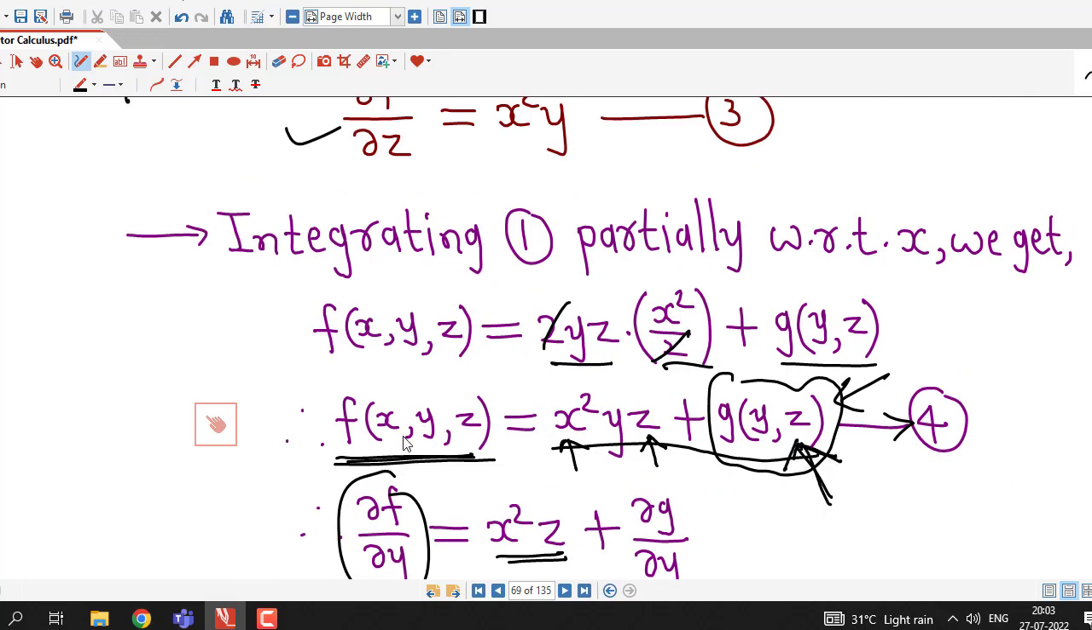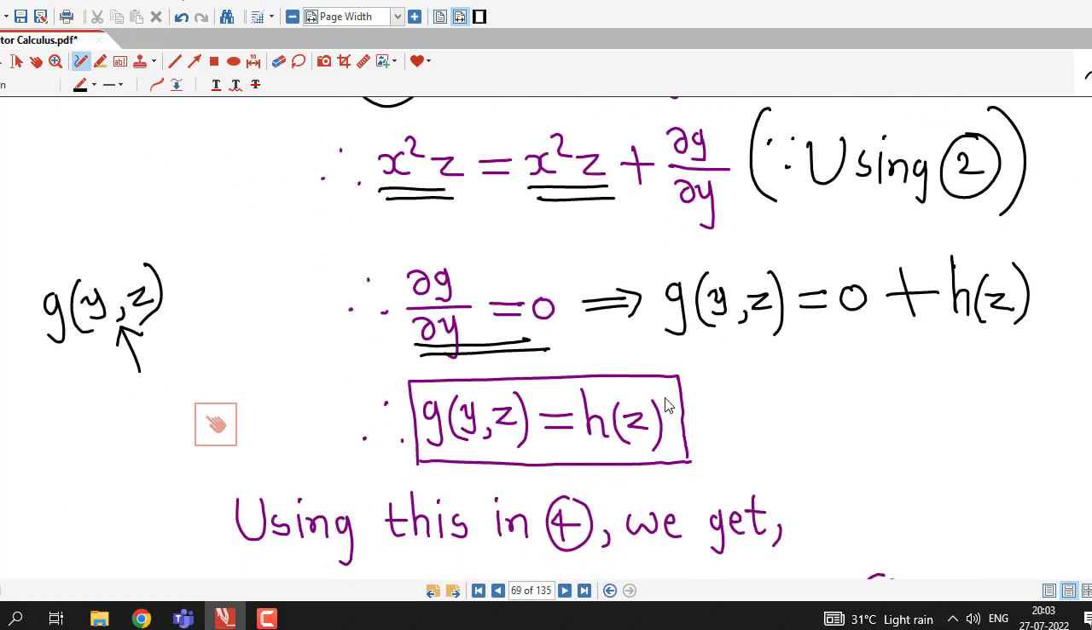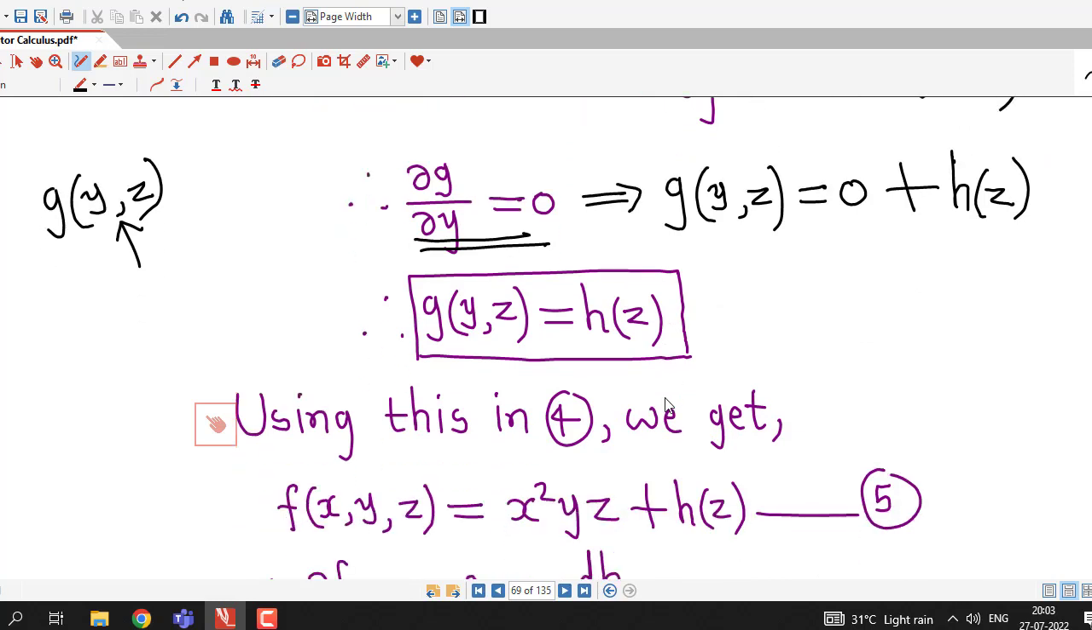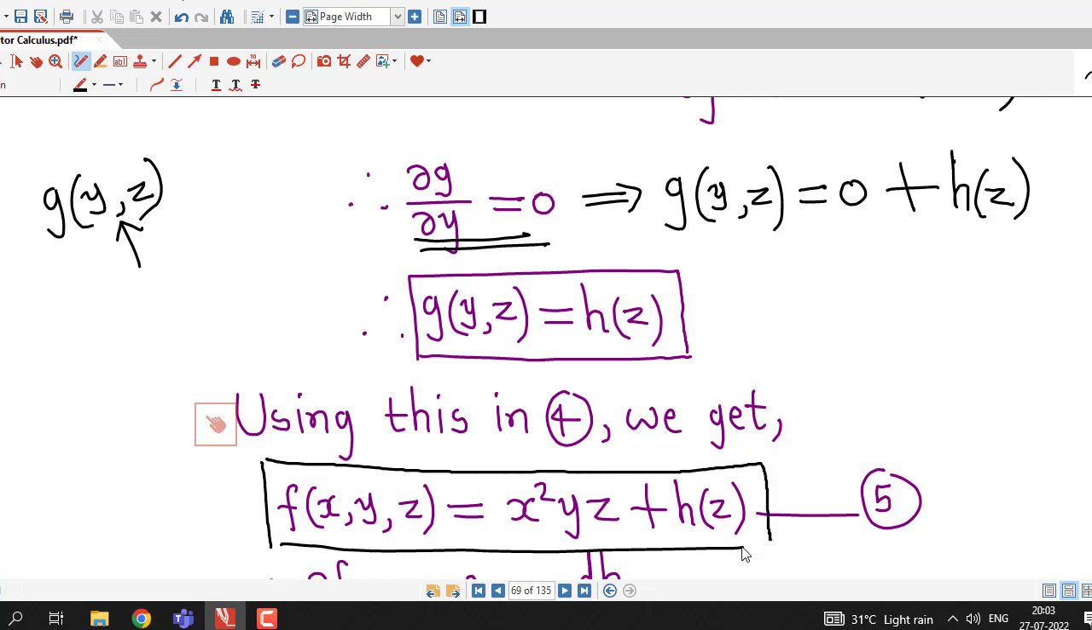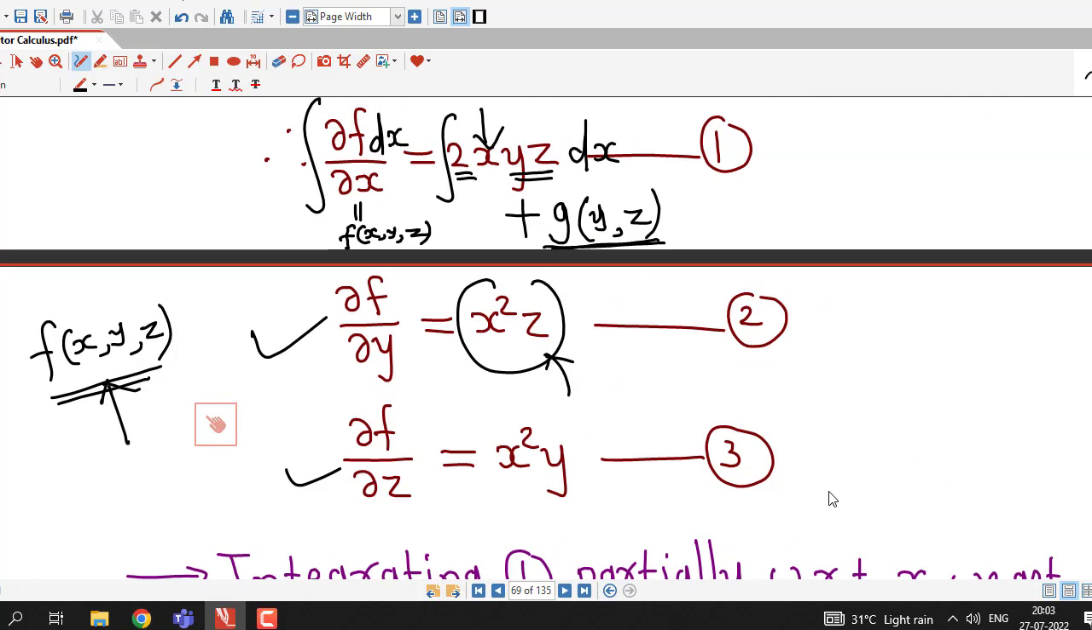So our scalar function will be now f of xyz equal to x square yz plus h of z. So that we have written here. So this is our potential function now. But still this is not complete information about potential function, because we don't know what is this function of z only, that is h of z. So to obtain h of z, now we will use equation number 3, which we have not used so far.